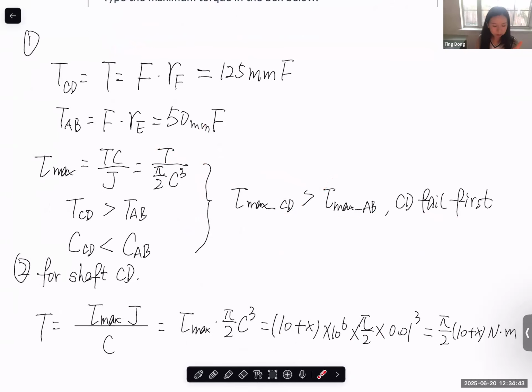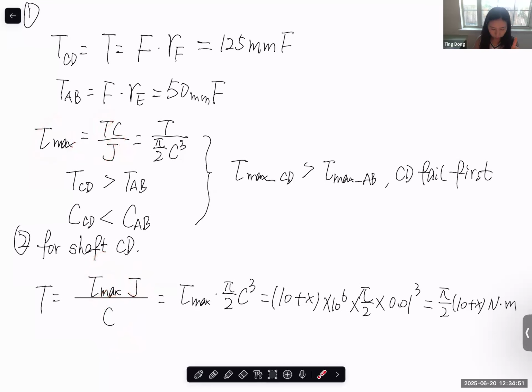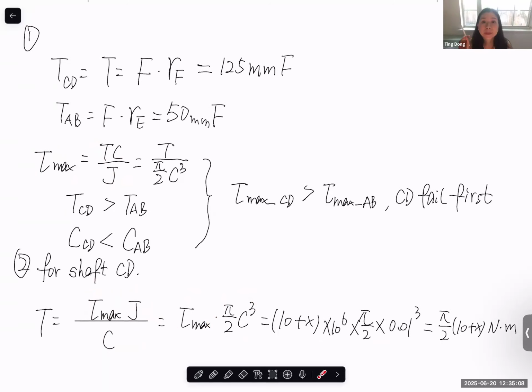So now, based on CD having higher shear stress than AB, we can calculate: tau equal to Tc over J, so T equal to tau J over C. The maximum torque is when tau max equals tau allowable. And this is J over C. Any question for this one? No question?